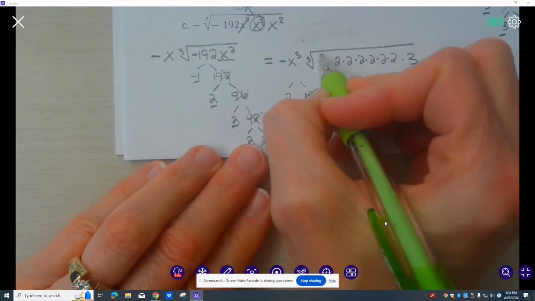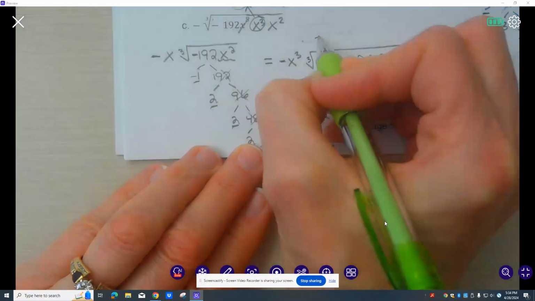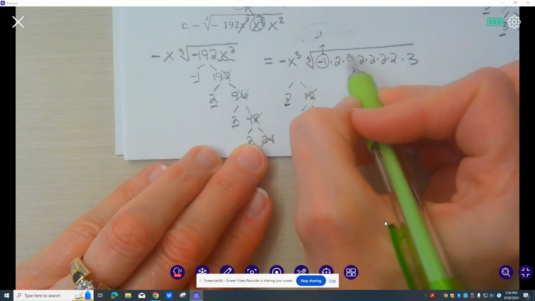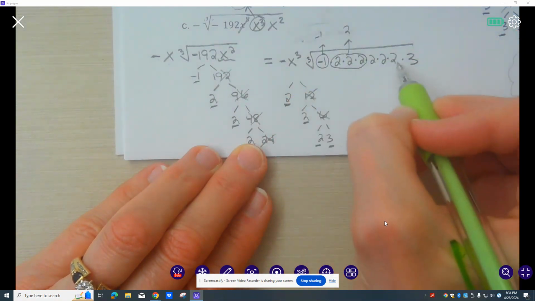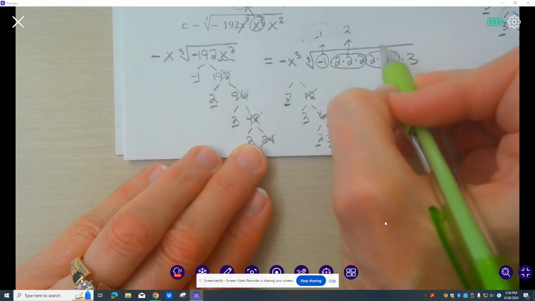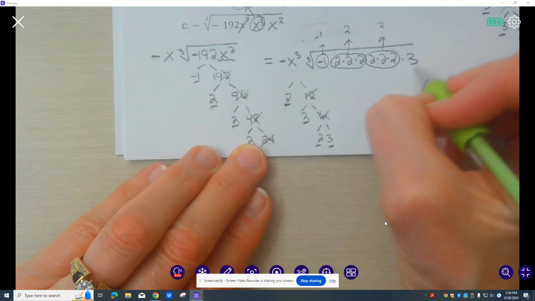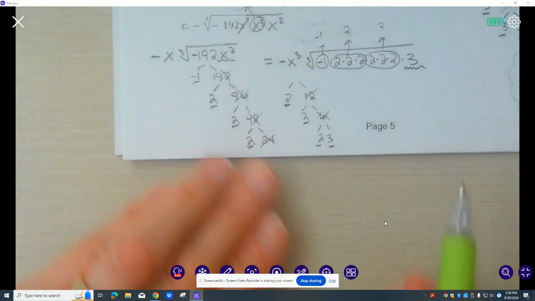Okay, negative 1 always escapes. Don't forget that. Negative 1 on the outside. Groups of 3. There's a group of 3. Only 1 makes it out alive. Ooh, there's another group of 3. Only 1 makes it out alive. Who's stuck? Just that 3.